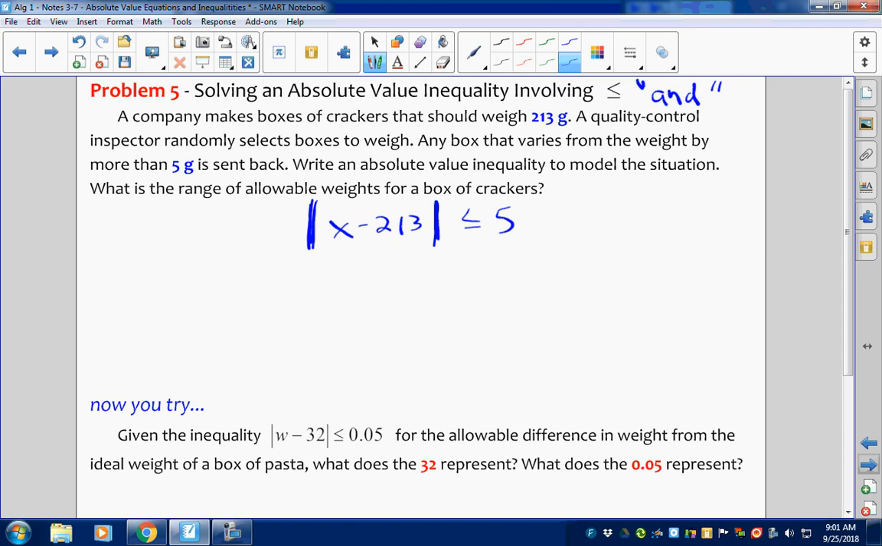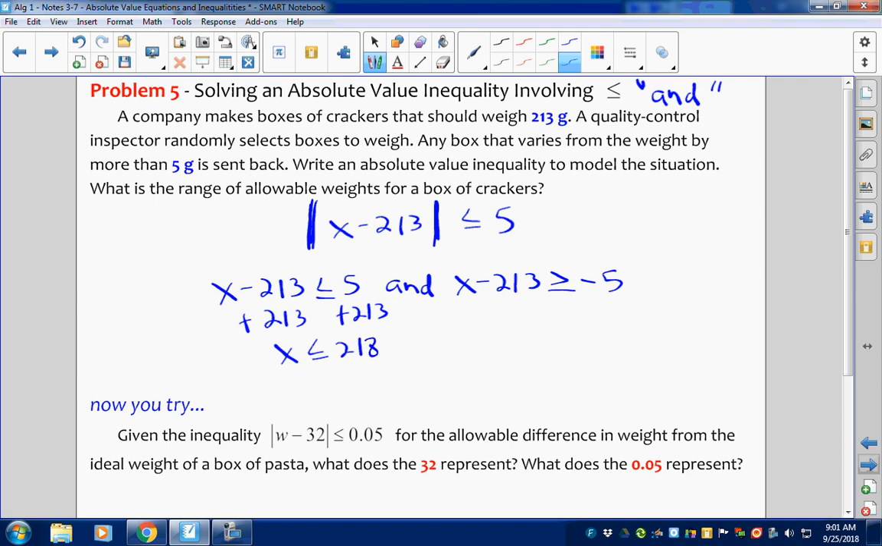So my two cases would be x minus 213 is less than or equal to 5, and x minus 213 is greater than or equal to, so flip the inequality, -5. And then solve each one. So add 213 to each side. So x is less than or equal to 218. And here we're going to add 213 to each side. And x is greater than or equal to 208.